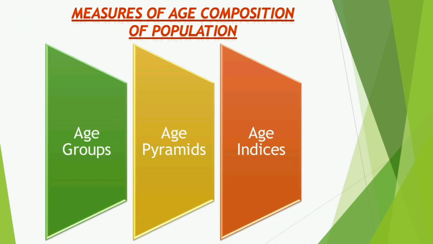Geographers and demographers commonly analyze age composition using three methods. The first one is age groups, the second one is age pyramids, and the third one is age indices. Each method gives a different perspective and is useful for different tasks.